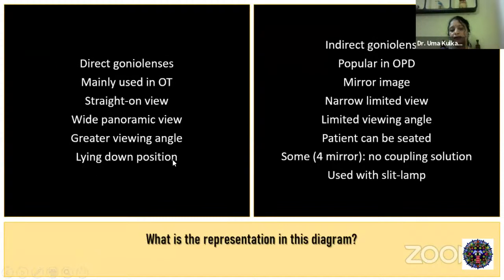Whereas indirect gonio lenses are very popular in the OPDs. Mirror images are seen. Again, a little confusing, so you need to know how to write the findings. It has a narrow, limited view, because at one point of time you're seeing one small segment, or one or two clock hours, that's all. Limited viewing angle, and the patient can be seated. So it's very comfortable to sit and do gonioscopy with the help of the slit lamp. And some require no coupling solution. Most of the others require a coupling solution.